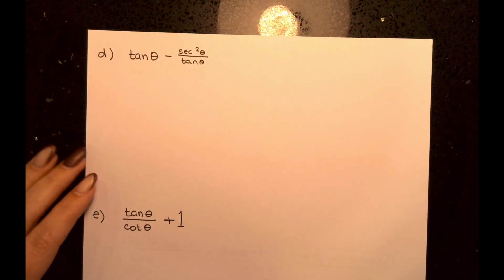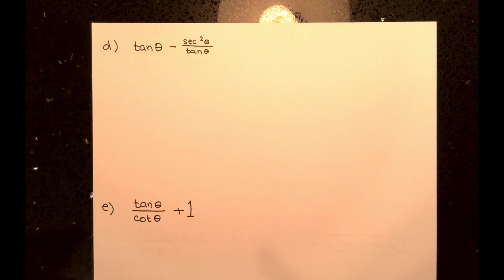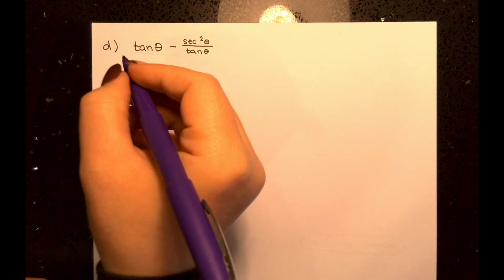Let's do some more. Again, reminder, your step number 1 is to rewrite everything in terms of sine and cosine. If you have something squared, try to rewrite it as a different identity, like a reciprocal identity or a tangent-cotangent identity. Then see if it's a Pythagorean identity. So step number 1, rewriting in terms of sine and cosine.